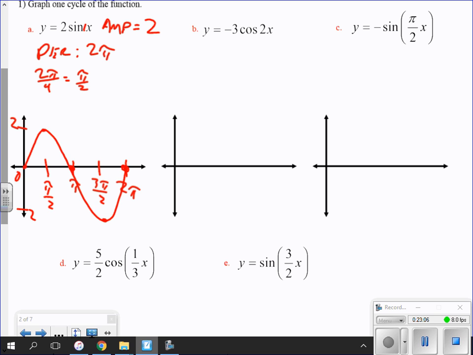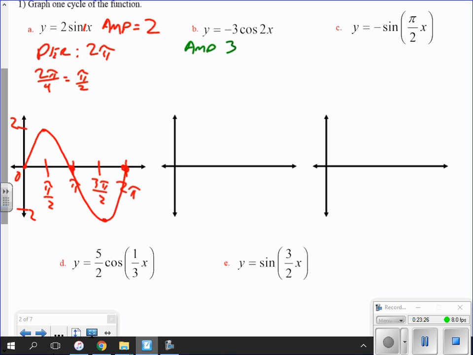Ooh, the next one's a little tricky. First thing, the easy one, is our amplitude. What is our amplitude on this one? No. Our amplitude is 3. However, the negative is important. What does a negative do? Flips it. So this would be a reflection.